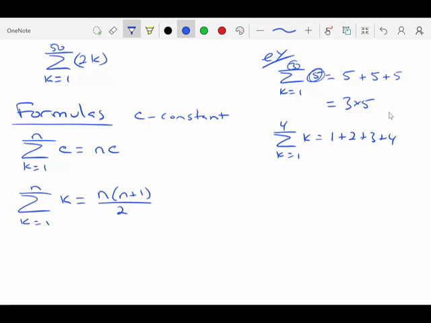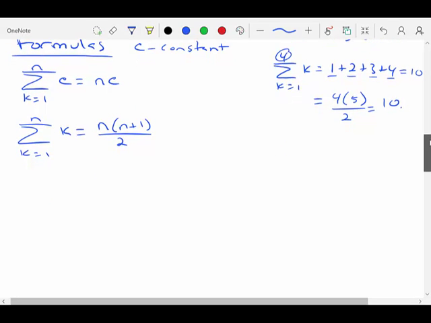And let's check that. Over here I've got 1 plus 2 plus 3 plus 4. That is going to add up to 10. What this formula says is that I would take n, which is 4, and then multiply it by n plus 1, which is 5, and divide that whole thing by 2. The top is 20, and 20 divided by 2 is going to give me 10. So that's a verification of this formula.